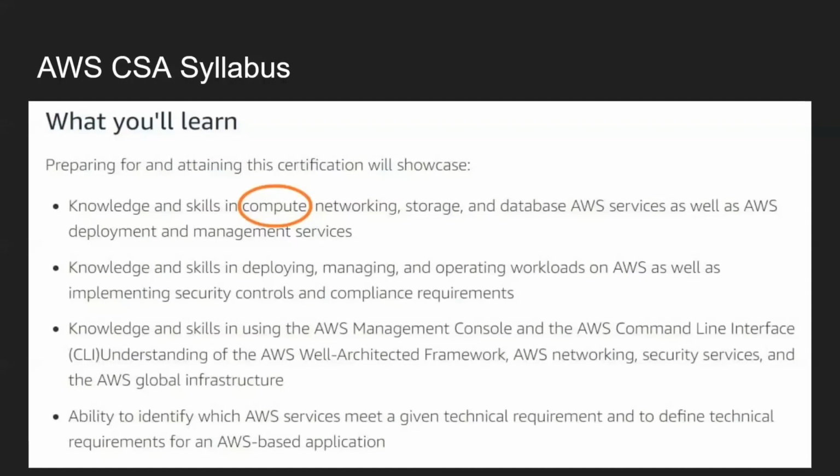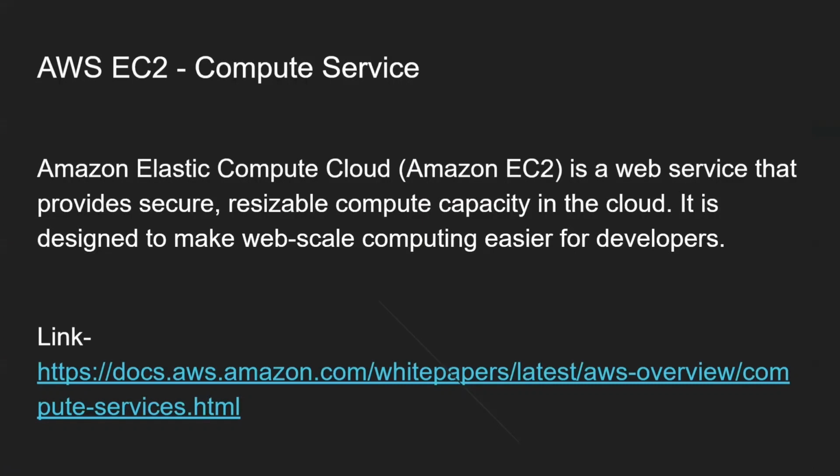In this particular syllabus, you will be learning about the compute service offered by AWS. So let's get started. The compute service offered by AWS is AWS EC2. Let's see what EC2 is. Amazon Elastic Compute Cloud, also called Amazon EC2, is a web service that provides secure, resizable compute capacity in the cloud. It is designed to make web scale computing easier for developers.